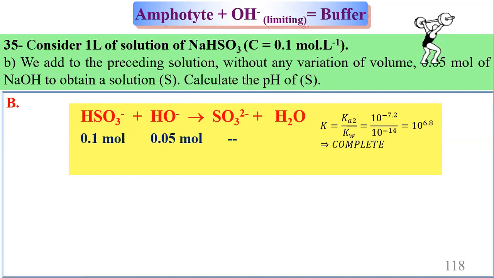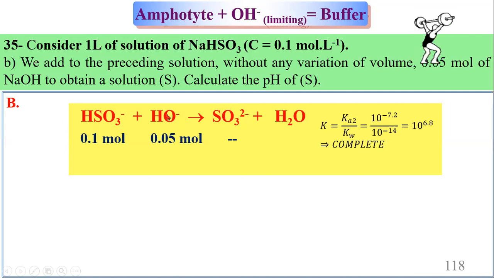Put the number of moles. We always do a complete reaction and we use a mole chart. Okay, put in the mole chart. We have 0.1 moles of this acid, HSO3 minus, acting as an acid here, and 0.05 mole of OH minus. I have at the moment no SO3 2-.